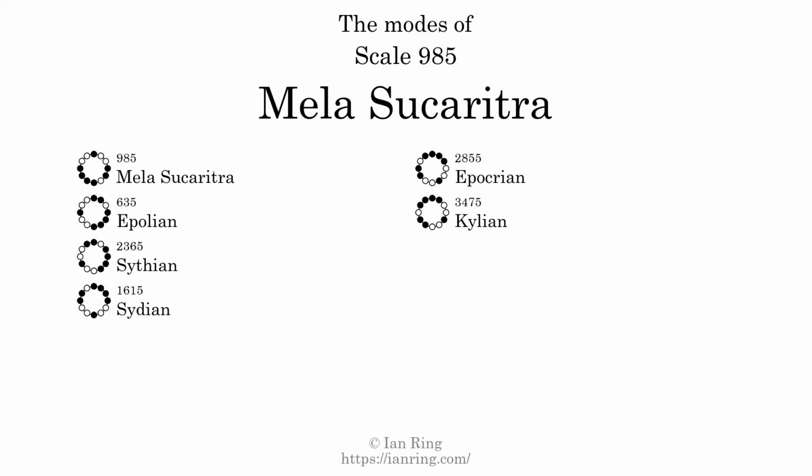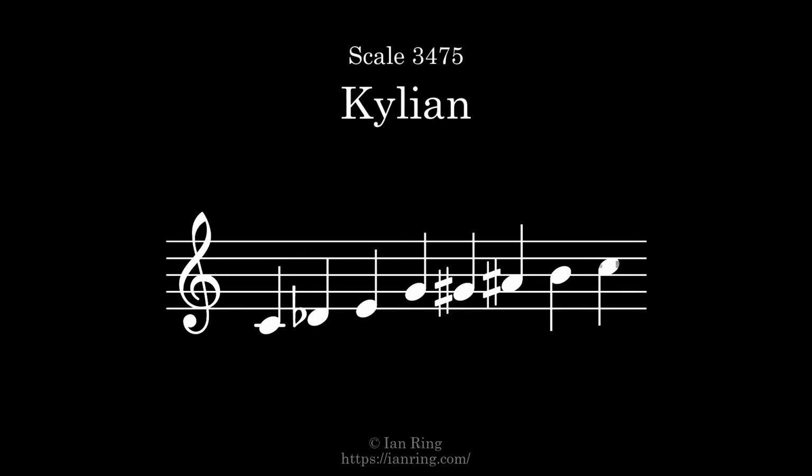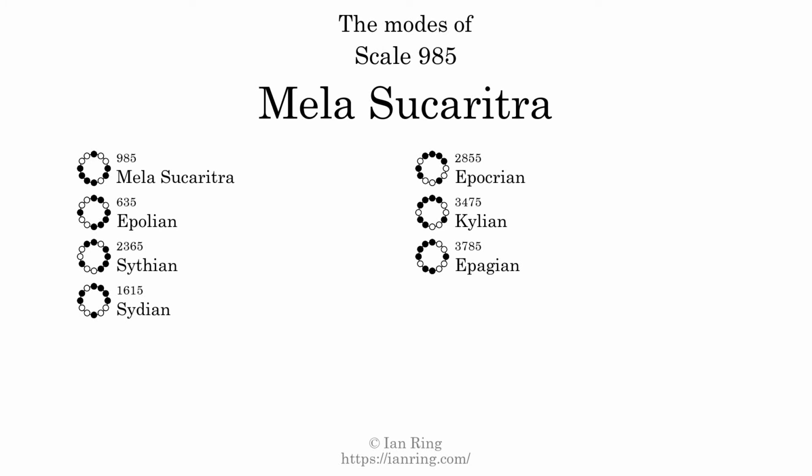The sixth mode is scale 3475, also known as Killian. It sounds like this. The seventh and last mode is scale 3785, also known as Apagian. It sounds like this.